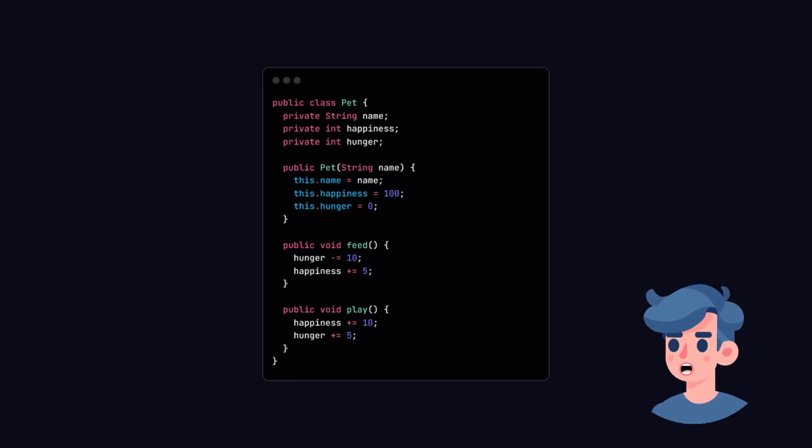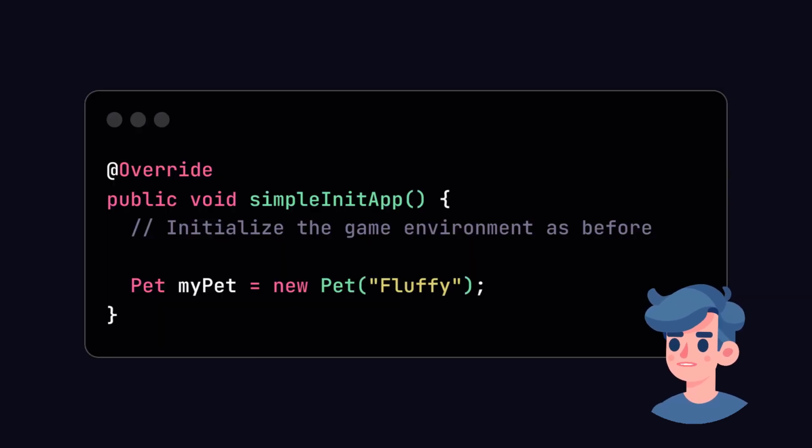Now, let's create our pet class. This will represent our virtual pet in the game. It will have basic attributes such as name, happiness, and hunger levels. We can also create methods to feed our pet or play with it. After defining our pet class, we need to create an instance of it in our main game class. We can add this right after we initialize our ground model.